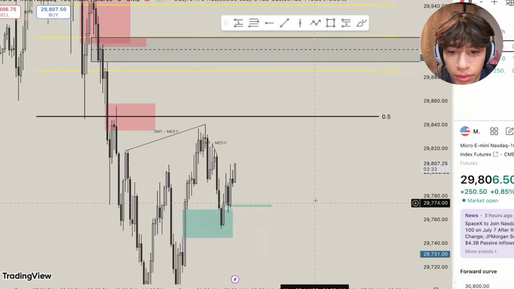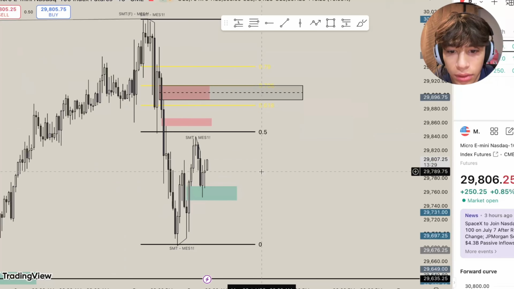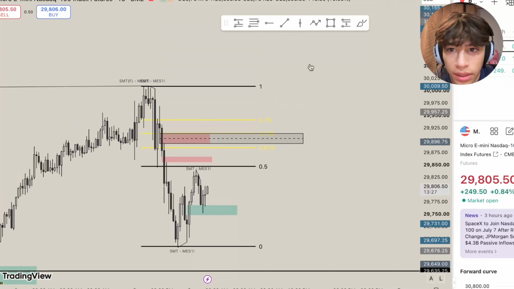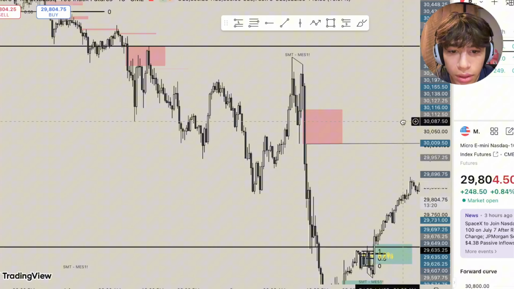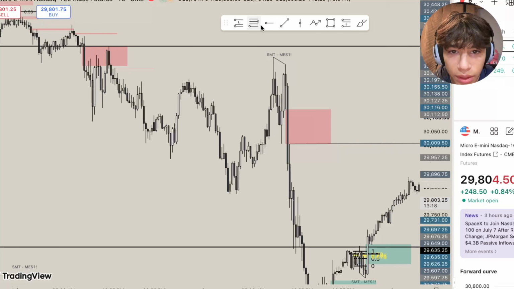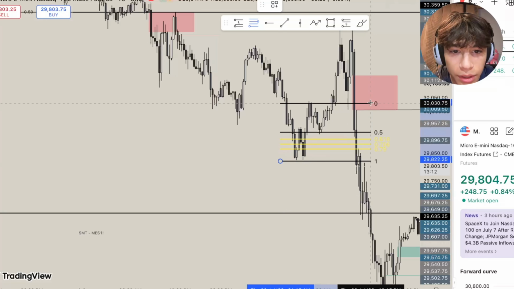Probably just some equal lows down here. There's irrelevant equal lows. There's some trend line liquidity though. Probably take that, right? So let's just do another real quick live example. I mean, no, this would not be one right here.